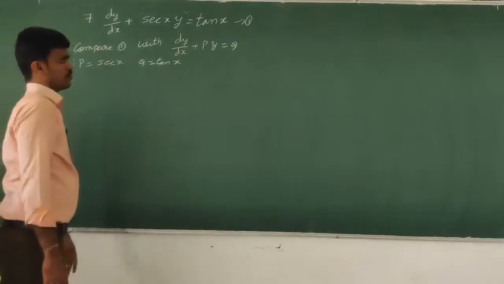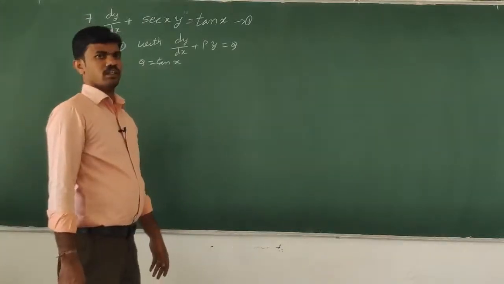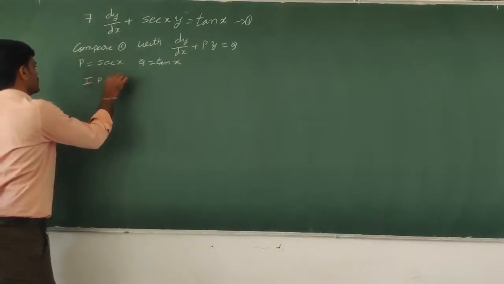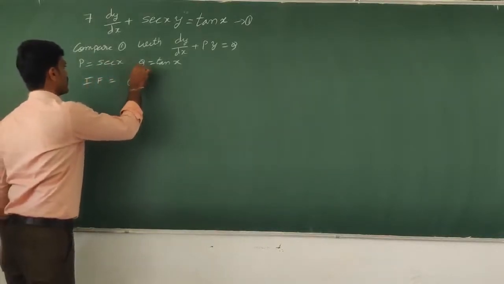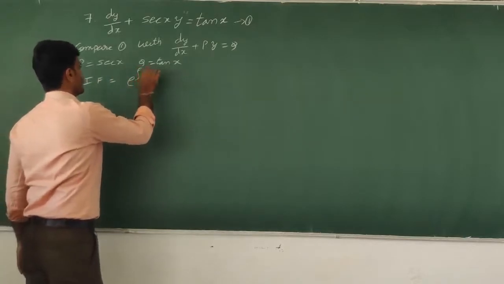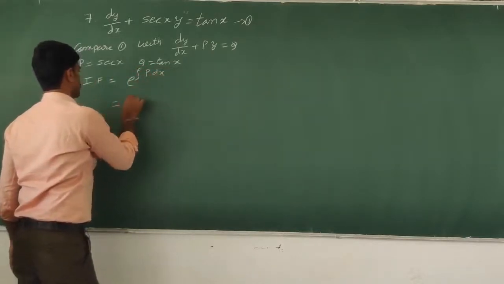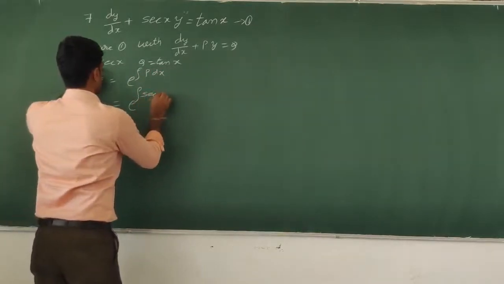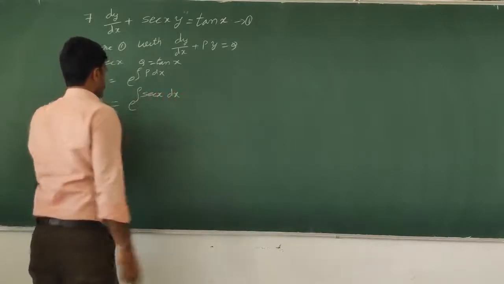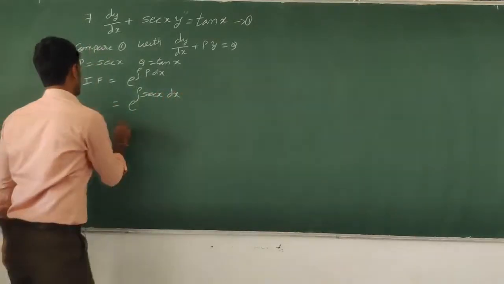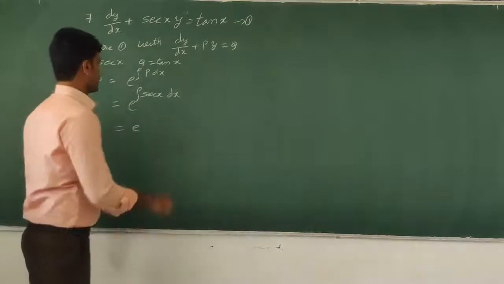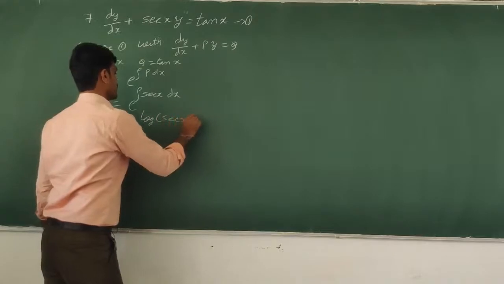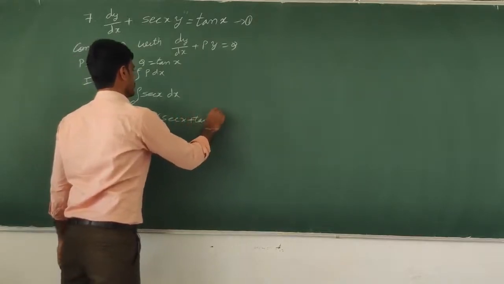Now to find the general solution, first our aim is to find the integrating factor. Integrating factor is equal to, using the formula, e to the power integration of p dx. So this is equal to e to the power integration of p, which is secant x, into dx. This is equal to e to the power integration of secant x, whose formula is log of secant x plus tan x.